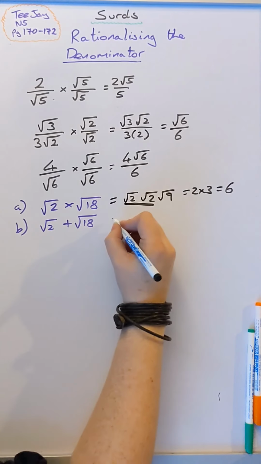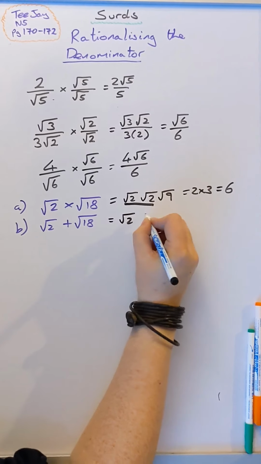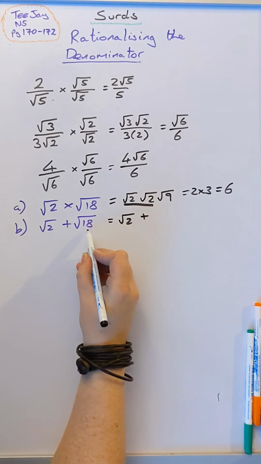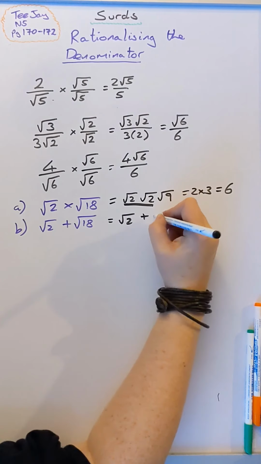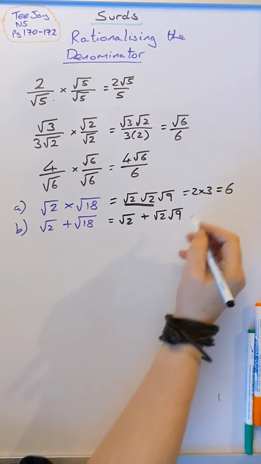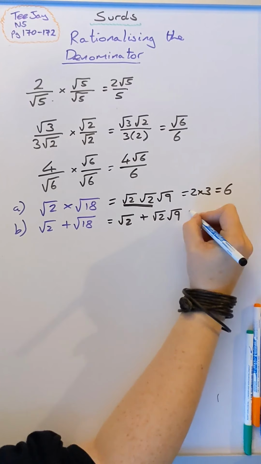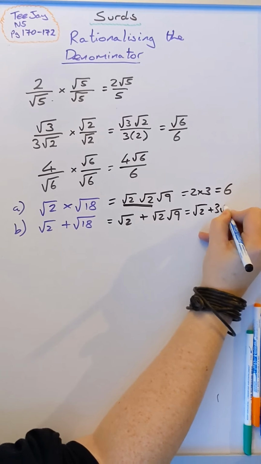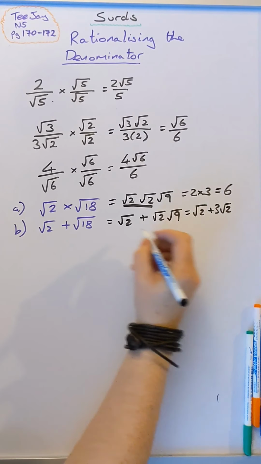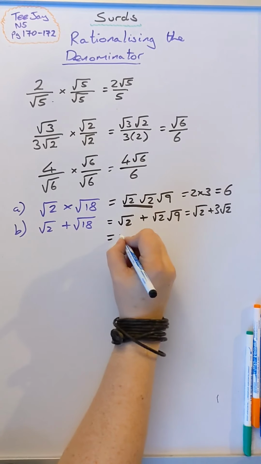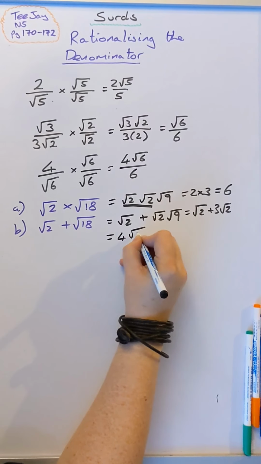And here I've got root 2 plus, and we know that 18 is 2 times 9. We know that root 9 is 3. So what I've got is root 2 plus 3 root 2. So I've got 4 lots of root 2.